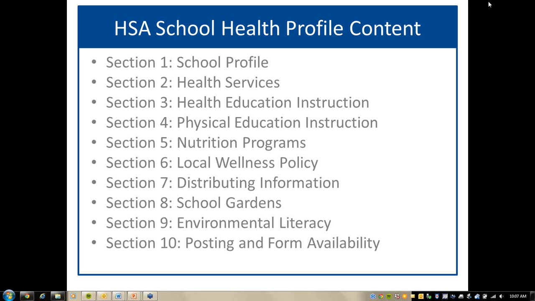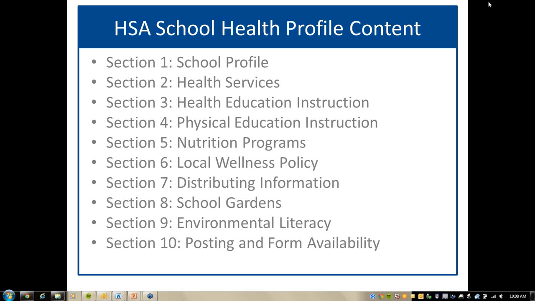We do conduct some quality assurance in the data just to make sure, for example, if you're putting in your minutes for lunch, that it doesn't say 500 minutes for lunch. Something like that would be a little outside the normal range, and we would just email you to verify that your data is correct. So there's the school profile section, then the health services section, which talks about school nurse coverage. Section 3 is about your health education instruction. Section 4, physical education. Section 5 is your nutrition program, so that's things like breakfast and lunch.